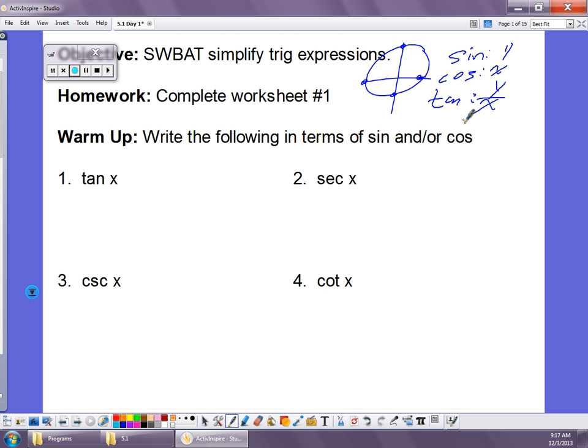If you replace this y with sine, because those are equal, aren't they? And this x with cosine, exactly. Tan equals sine over cosine.